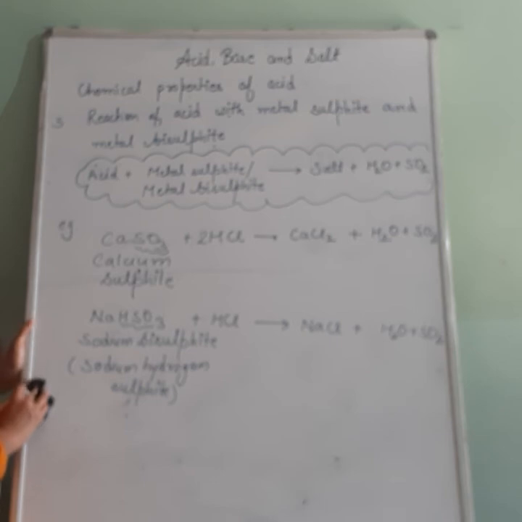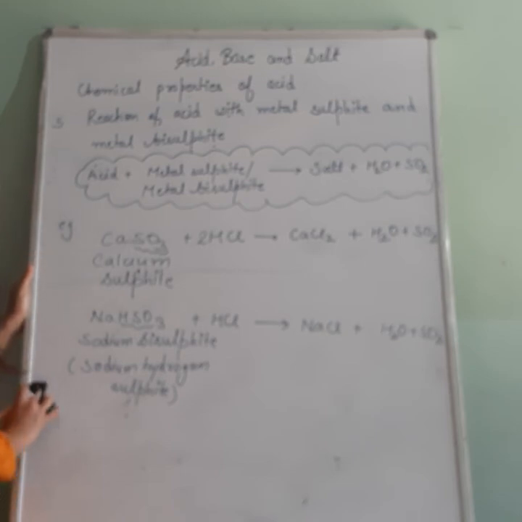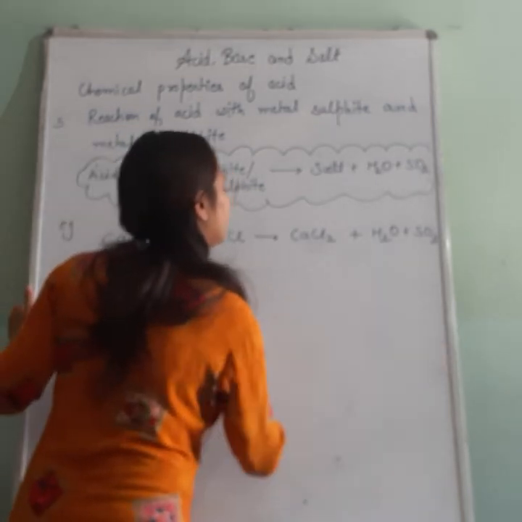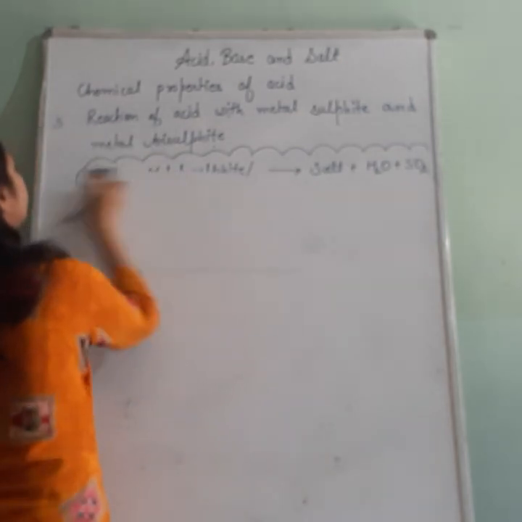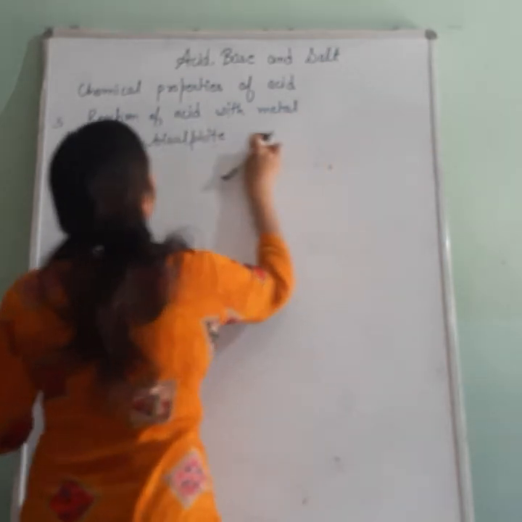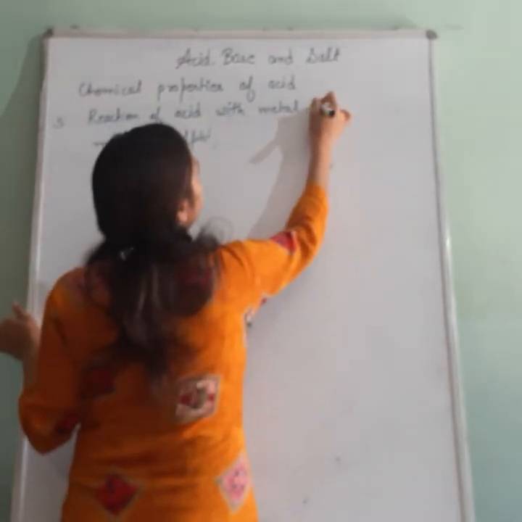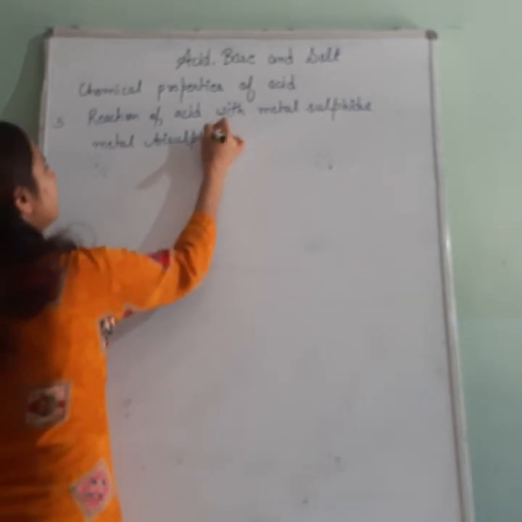Next chemical property of acid is reaction of acids with metal sulfide or metal bisulfides. The 5th one is sulfite and the 6th one is with sulfides. So let's start. Next chemical property: reaction of acid with metal sulfide and metal bisulfide.